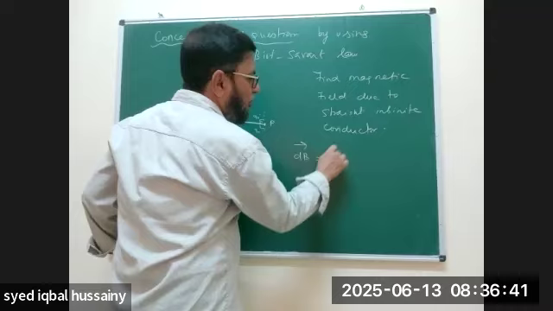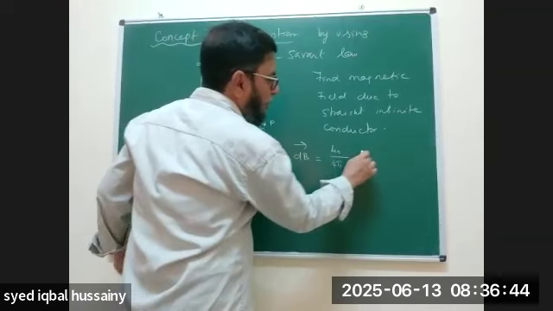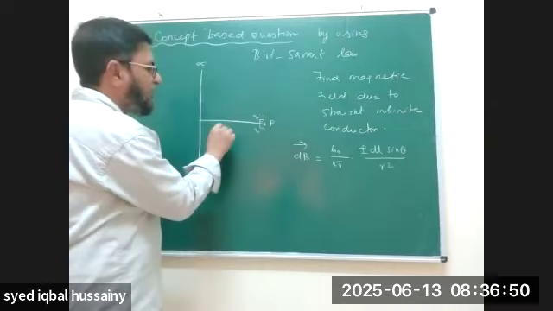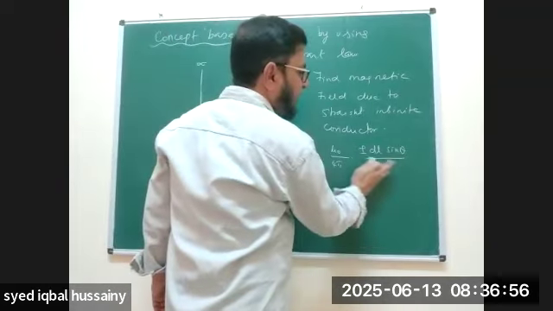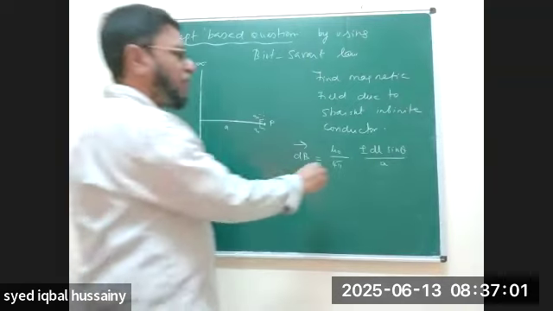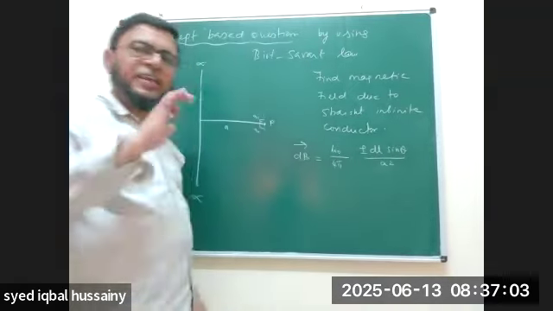What is Biot-Savart law? Tell me the formula only. Biot-Savart law: dB equal to mu naught by 4 pi, I dl sin theta by r square, if this distance is r. Some teachers will use a also. a is the distance, because r they will consider as radius, not radius. You can consider this as a. So I dl sin theta by a square. Here we will take as a. Okay.